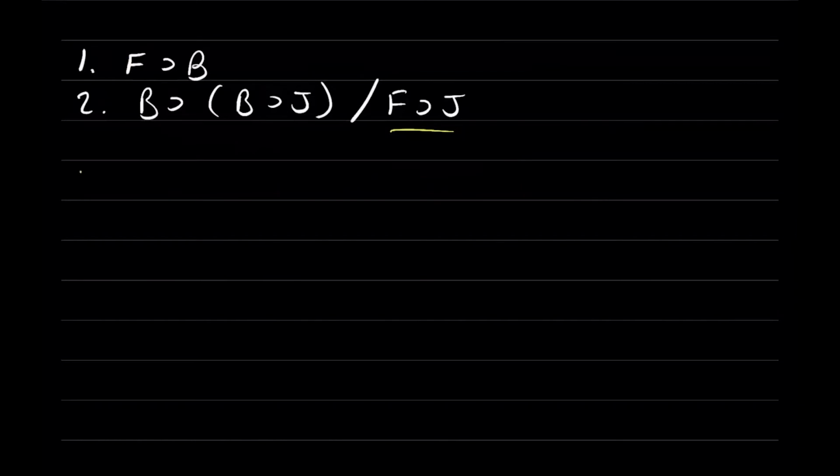Okay, line 3. So the first thing I notice here is that line 1 looks like one of the forms for exportation. I'll just write that off to the side. And if I apply exportation there, I will get this statement. B and B implies J. And that's going to follow from line 2 by exportation.